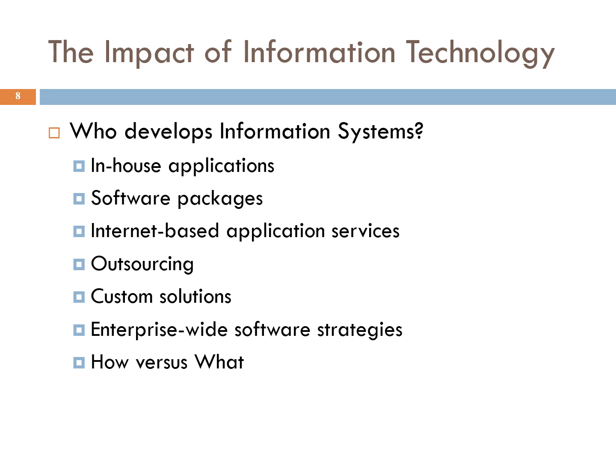Okay, how is an information system developed? It can be an in-house application developed by the company itself, software packages, where you buy software readily in the market, internet-based application services, outsourcing, meaning that you ask some other company outside of your company to build your system, custom solutions, and enterprise-wide software strategies, and how versus what, that is, the strategies of how to do it rather than what.